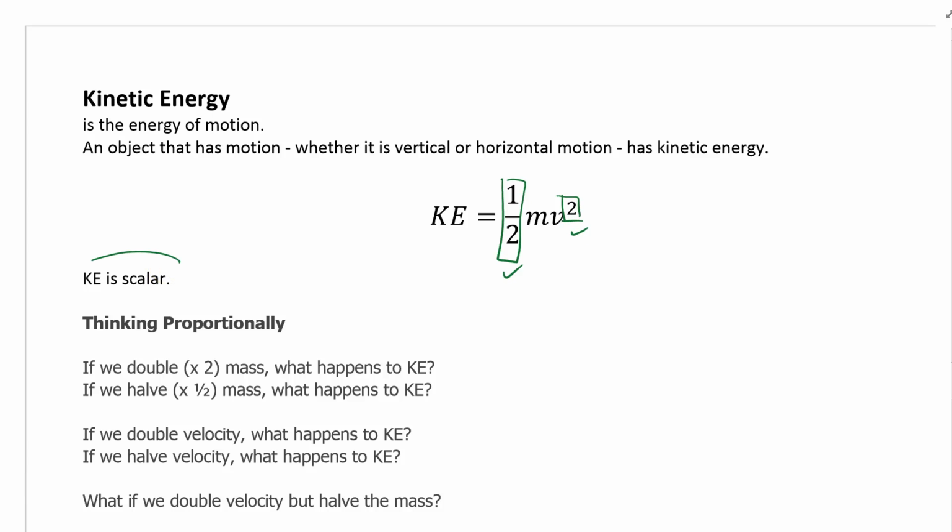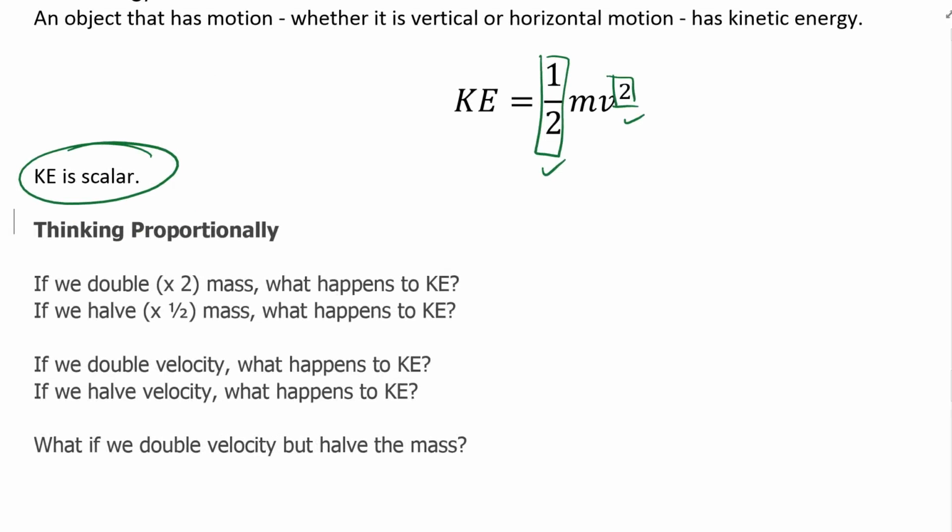So just a reminder that KE is scalar, so despite the fact that it'll have motion in a certain direction, the KE is scalar. So even if it's moving downwards, we could say KE has a positive amount of energy. If we double the mass, we're going to do that kind of thinking proportionally again. If we double the mass, what happens to the KE?